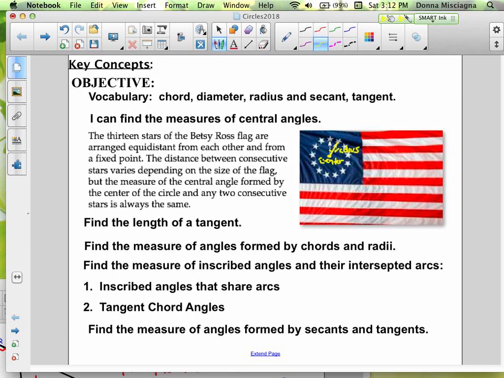I'll fix the word center. That would be a central angle. It's hard to write on this flag. There's not a lot of space. There we go.